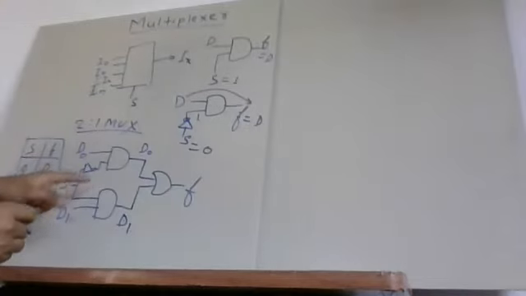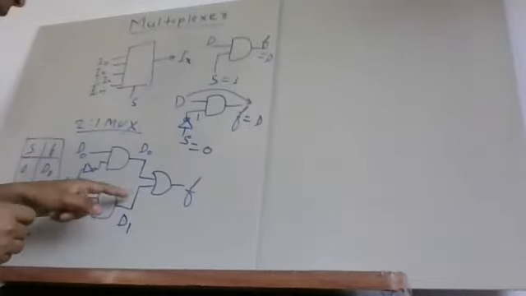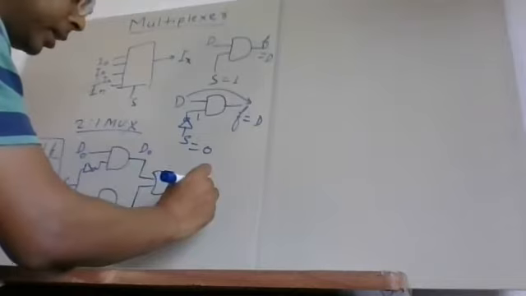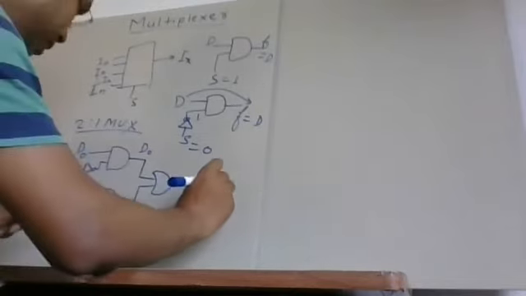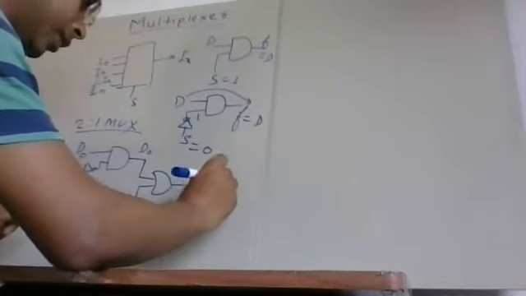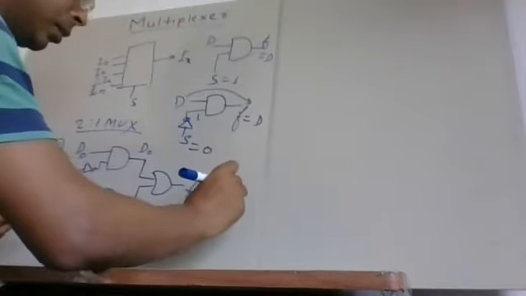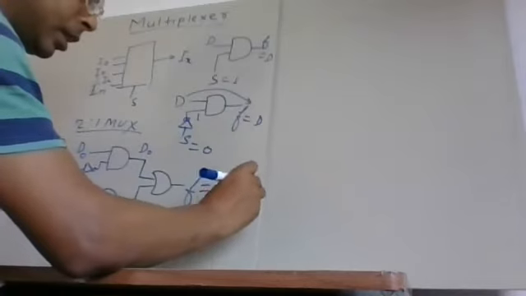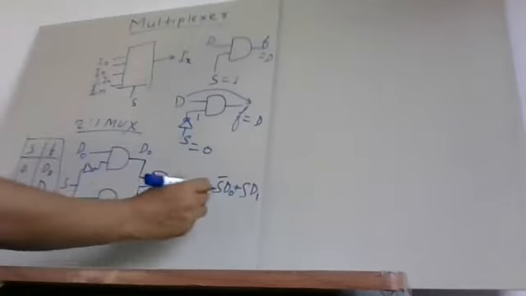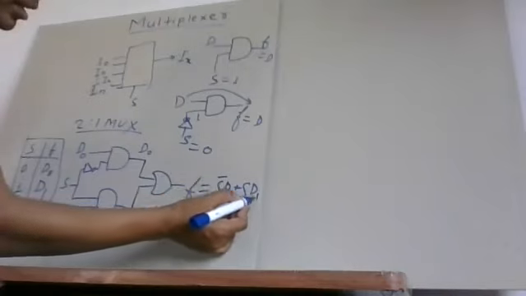So this is the circuit for the 2:1 mux, and we can write its equivalent function. It is nothing but when S is inverted, then D0 comes, plus when S is non-inverted, then D1 comes. So F is equal to S bar D0 plus S D1.